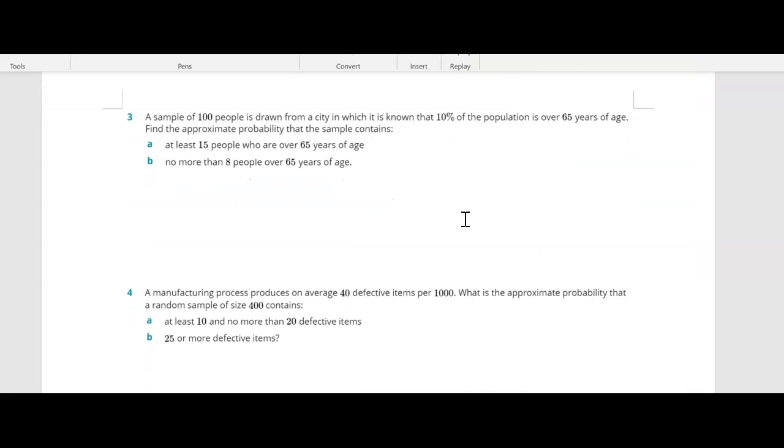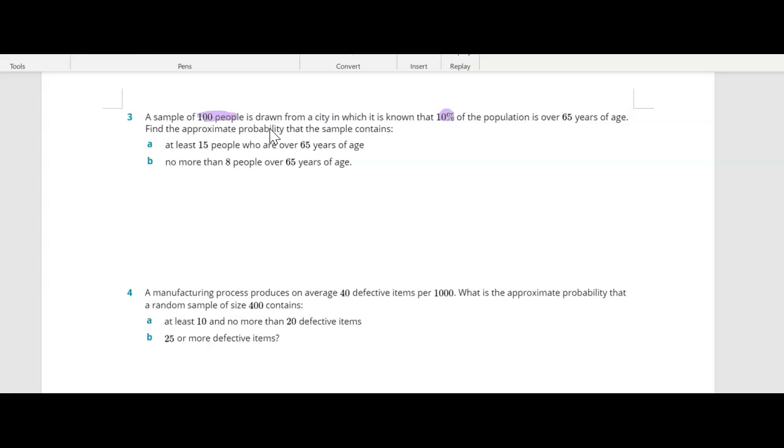Let's do some questions. So a sample of 100 people is drawn from a city in which it is known that 10% of the population is over 65 years of age. Okay, so let's just highlight. So 100 people, 10% are over 65 years of age. Find the approximate probability that the sample contains at least 15 people who are over 65 years of age, no more than 8 people who are over 65 years of age.